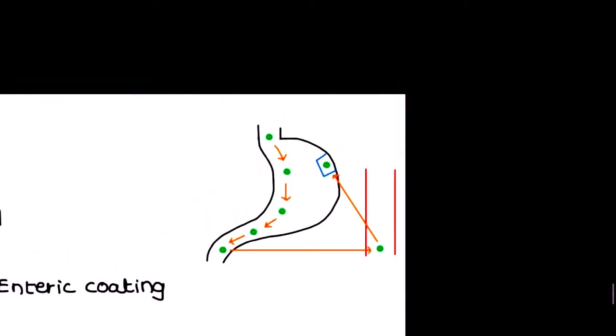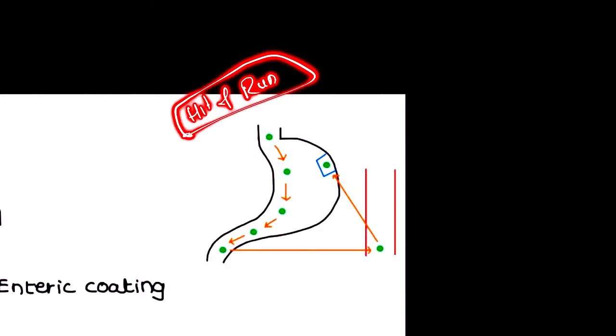Now these proton pump inhibitors are also called hit and run drugs. Why are these called hit and run drugs? Because they irreversibly inhibit our proton pump. That means they will bind to the proton pump, and once they bind, this proton pump is permanently damaged.